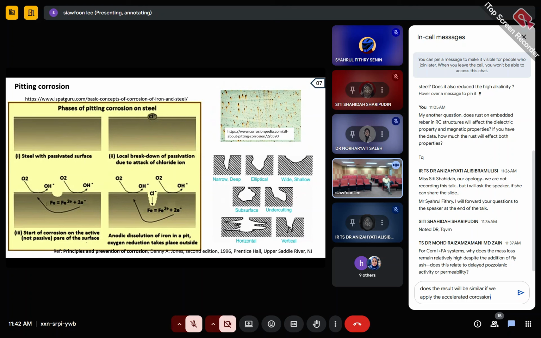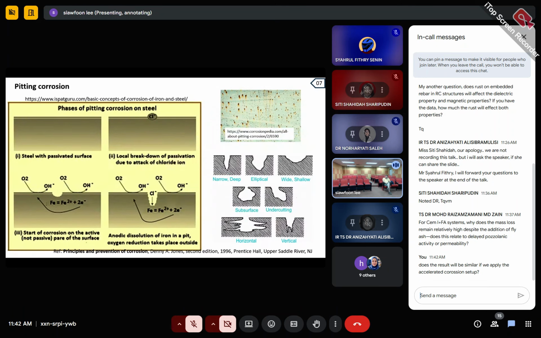Okay, we have another question from Dr. Raizam for Chem 1 or Sem 1. Why does the mass flow remain relatively high despite the addition of fly ash? Does that relate to delayed pozzolanic activity or permeability? Okay, this is a good question. One thing you need to understand, in this study, I only applied 8% of the fly ash.